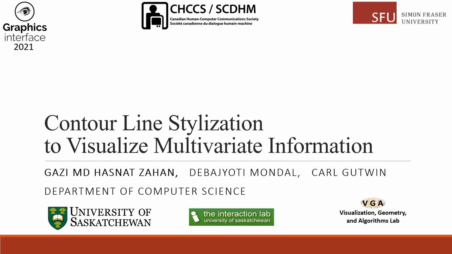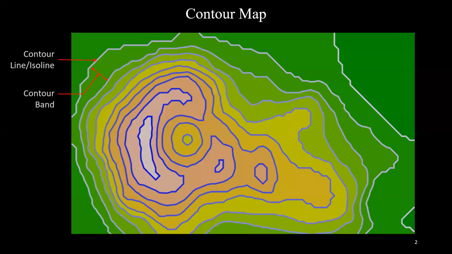In this video, I will present my work on control line stylization to visualize multivariate information, supervised by Debajyoti Mondal and Gutwin. A contour map is a popular way to visualize one variable's distribution using control lines and contour bands. It also shows certain value increase or decrease using visual cues like color.